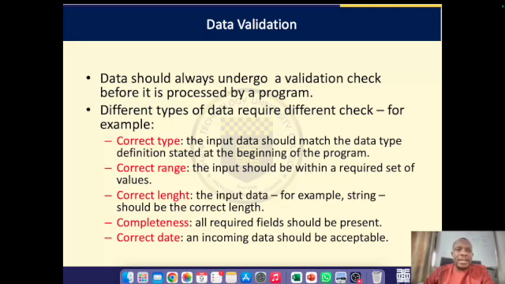And then we said that any data that is being used within our program should be validated. They should be validated for correctness. How correct should they be? We should look at the type, the range, the length, and the completeness of each data that we intend to use within our program.